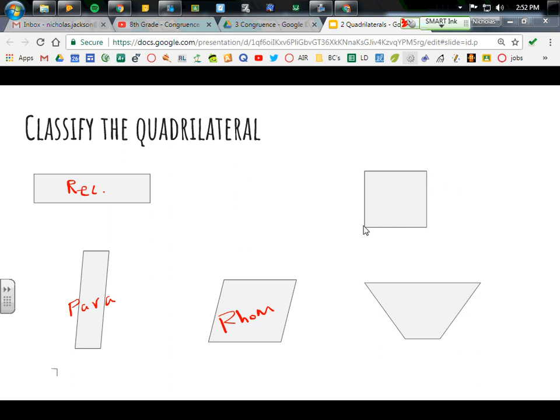This shape up here has parallel sides, another pair of parallel sides. All four sides are congruent, and all four angles are 90-degree angles. That makes this a square. And our final quadrilateral has only one pair of parallel sides. We can say nothing about the angles or any congruent sides. That makes this a trapezoid.